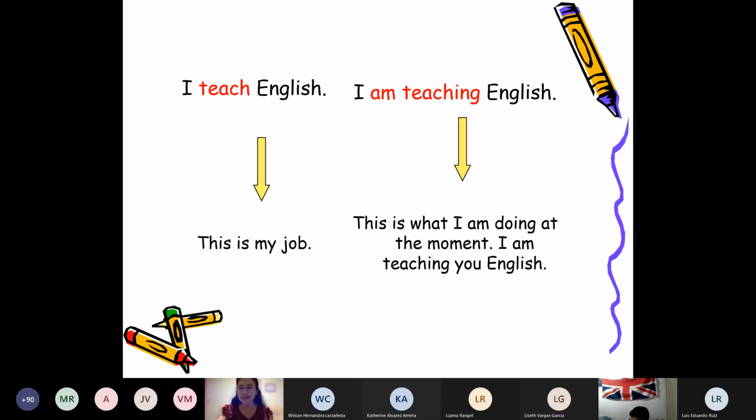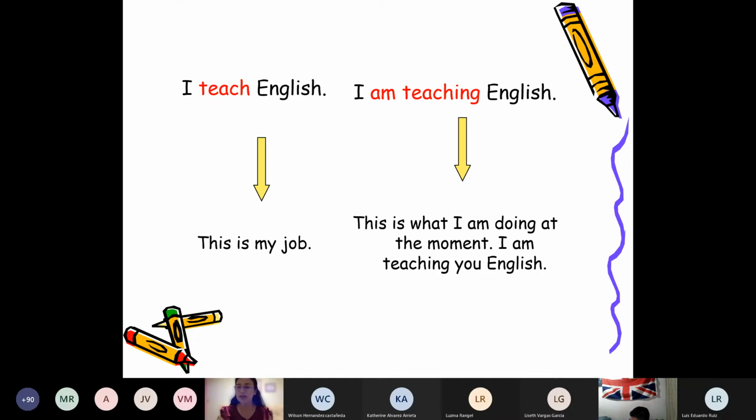So as you can see, the first difference between the simple present and the present continuous is that in the first one, I teach English, is my occupation, my profession, and is what I do every single day, no? It's my present life. And in the second example, I am teaching English, is what I am doing right now.